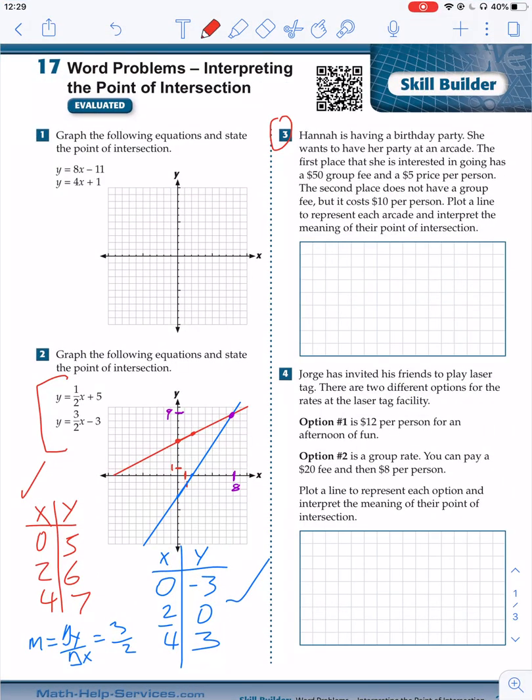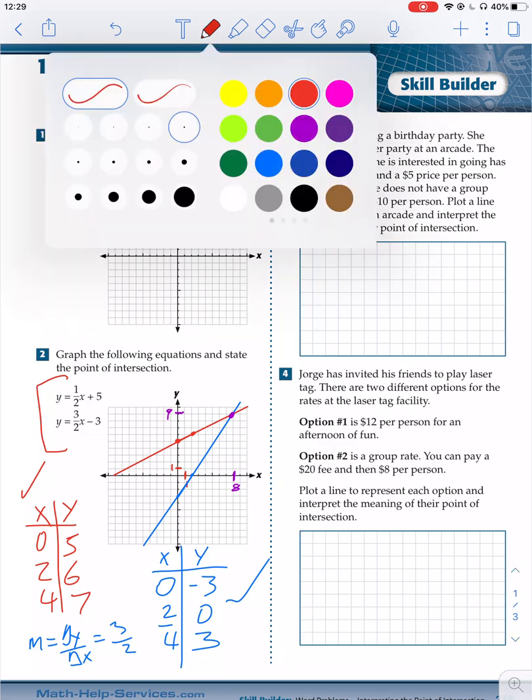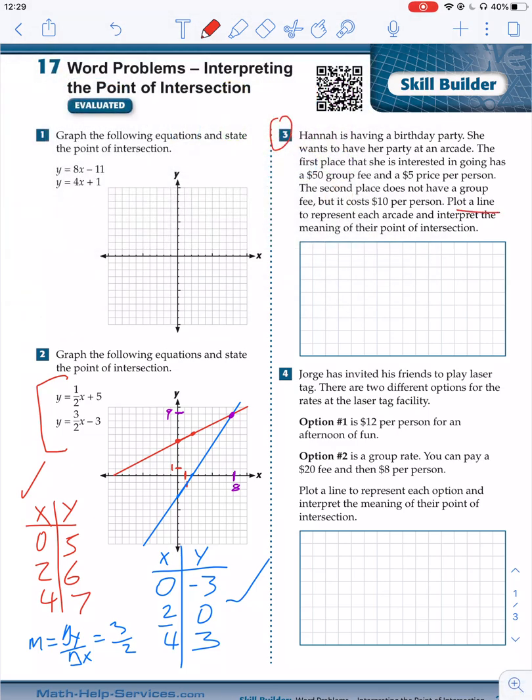Right, so let's do question 3 now. I just did question 3 not too long ago, but it became a bit too long. So what I'm going to ask you to do is read the question. It says to plot a line to represent each arcade and then interpret the meaning of the point of intersection.